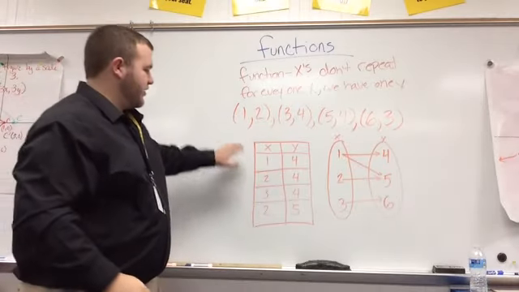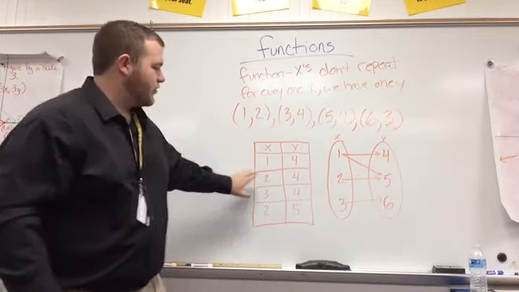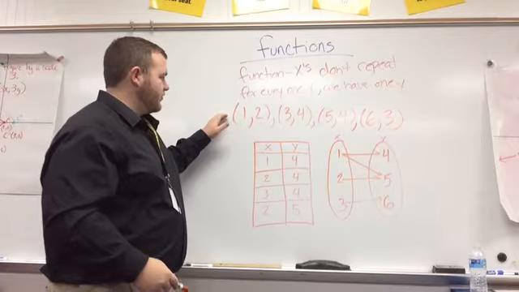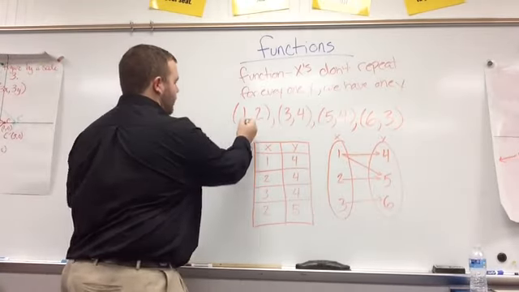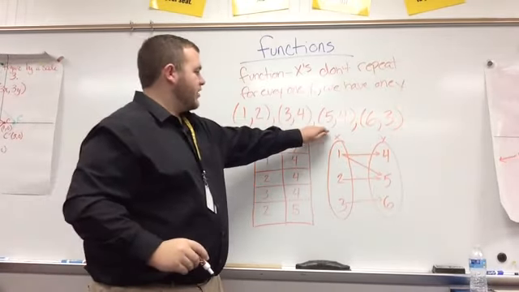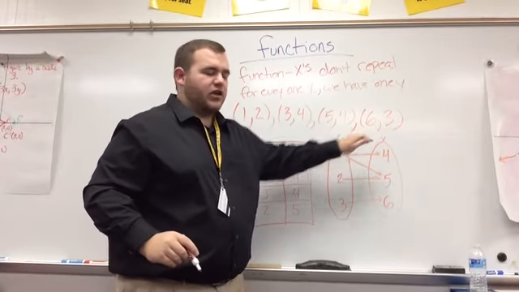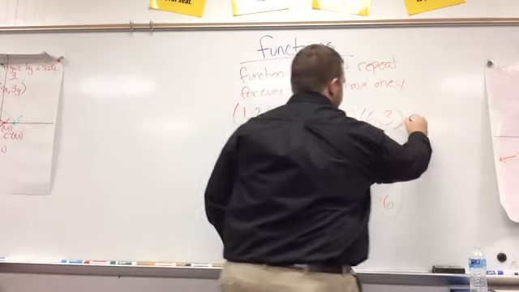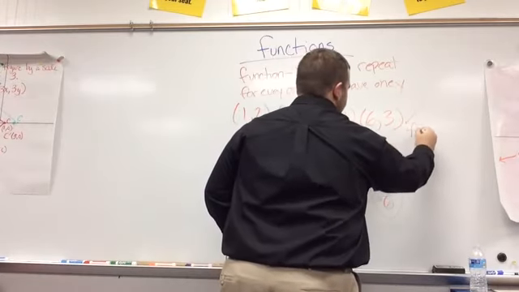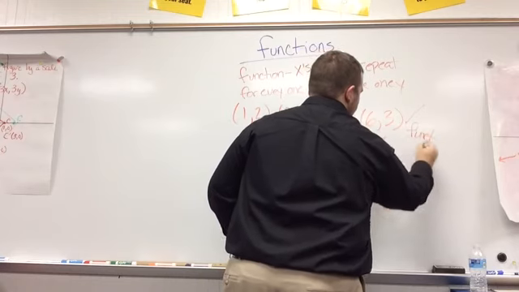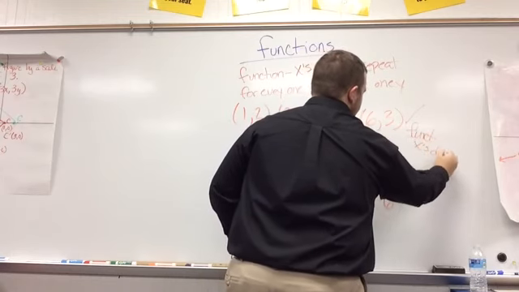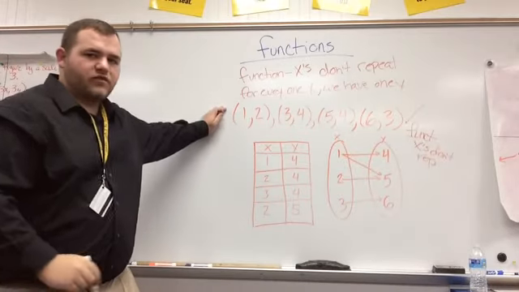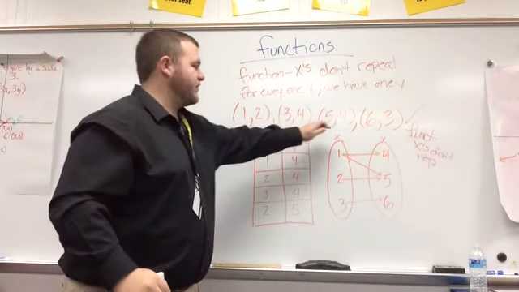And make sure you get these three down: our set of ordered pairs, the table, and mapping. And we're going to look at this set of ordered pairs. If we look at our x values, we have a 1, a 3, a 5, and a 6. And you'll notice that none of those repeat. And so off to the side, put a check and put function. X's don't repeat. So yes, this set of ordered pairs is a function because the x's do not repeat.